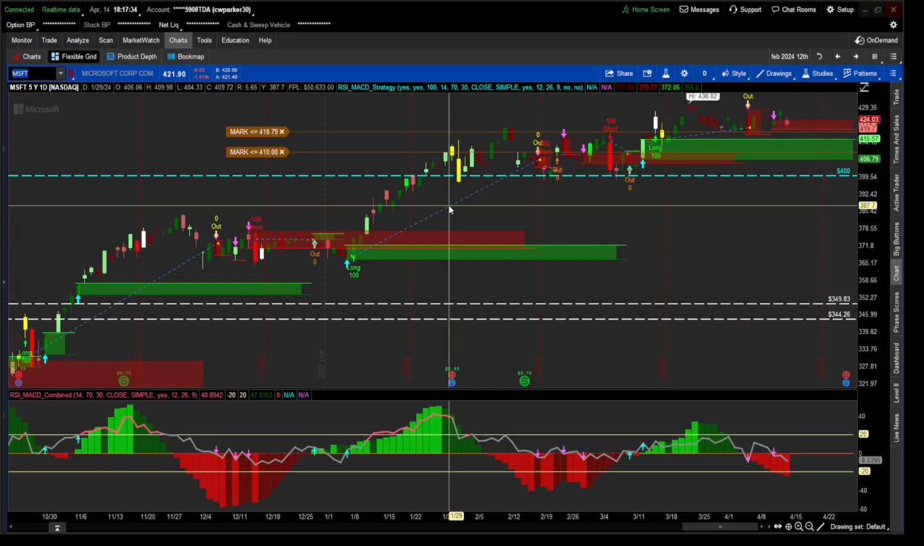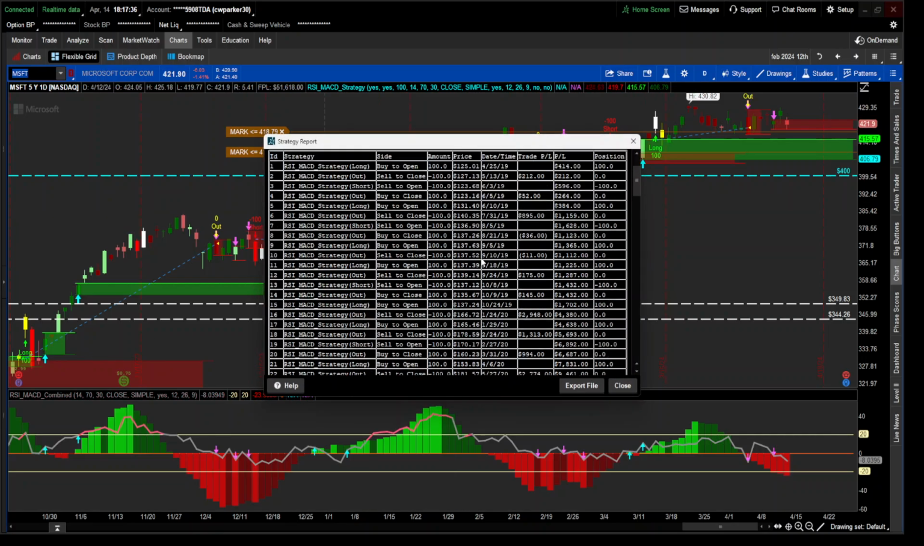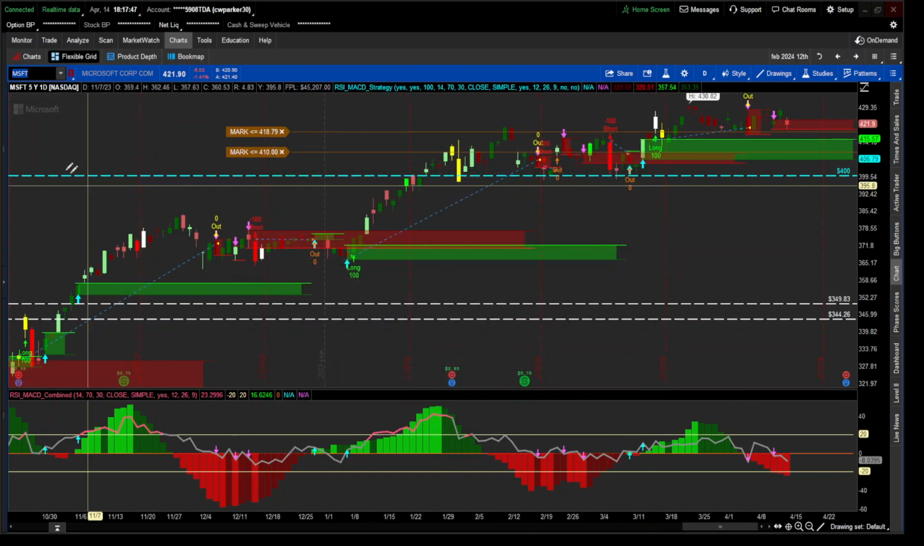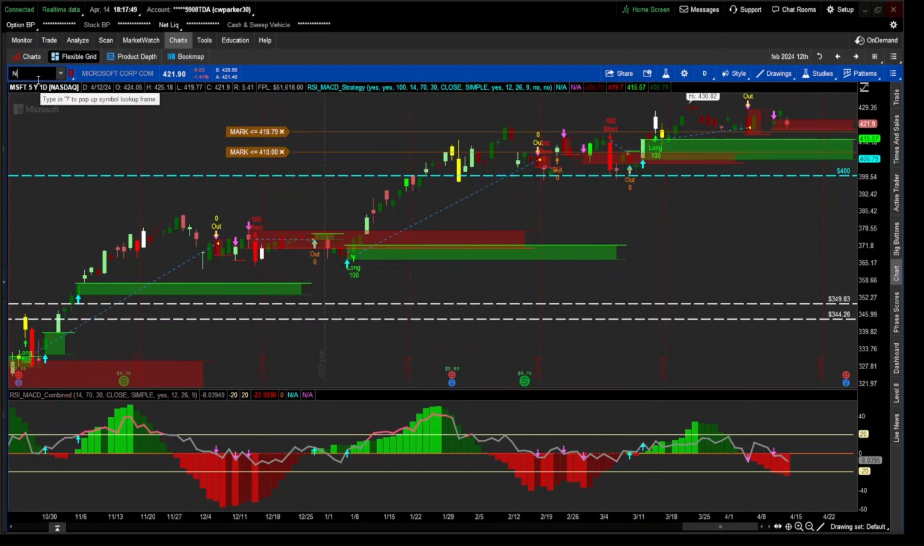And let's look at the strategy. So $51,000, and that's 69 trades. That max trade would be 4,000. So let's go look at Nvidia.